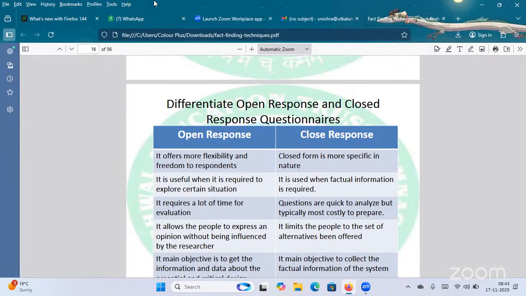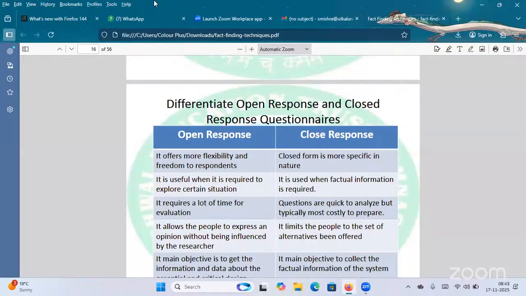Not anything else, not beyond the boundary. In open response, you find some suggestions beyond the boundary. But in case of closed response, it is confined within the boundary. So in open response, it requires a lot of time for evaluation.